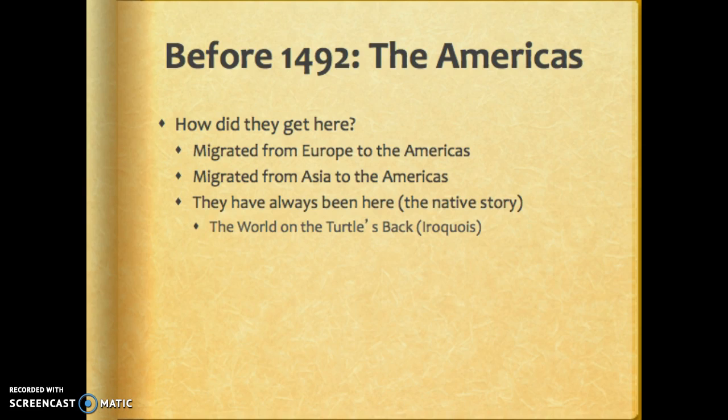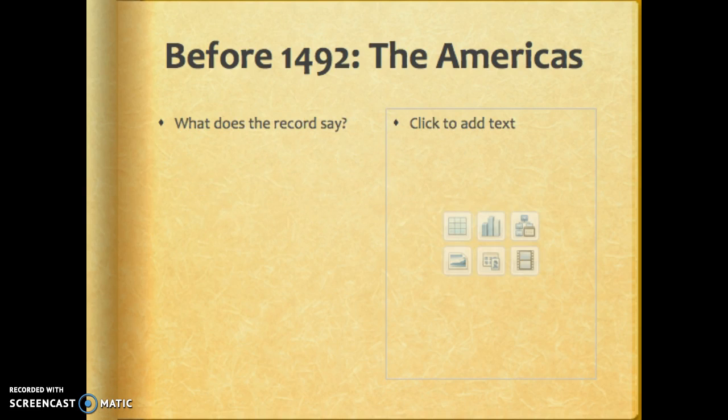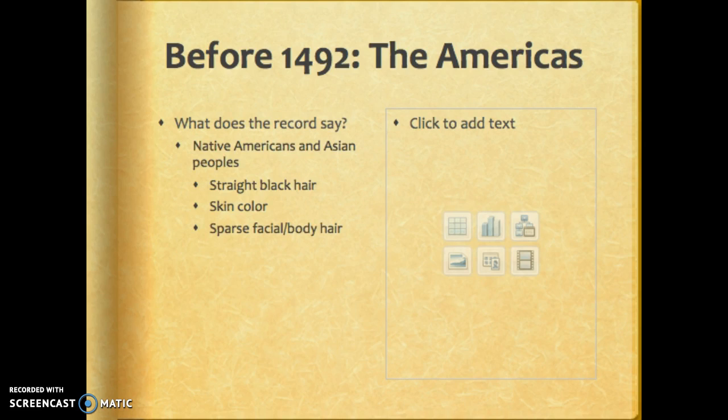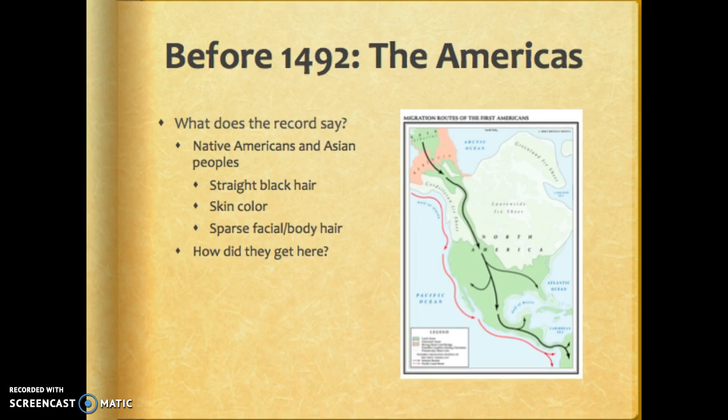One of the stories that we're going to encounter in class is one that I like to call The World on the Turtle's Back. That's a story from the Iroquois. And once again, this story hypothesizes that native peoples have always been here, that this is where they were created. So, what does the historical record say? Well, the genetic record shows a connection between Native Americans and Asian peoples. We can see this in a number of physical characteristics, including straight black hair, their skin color, and their sparse facial and body hair.